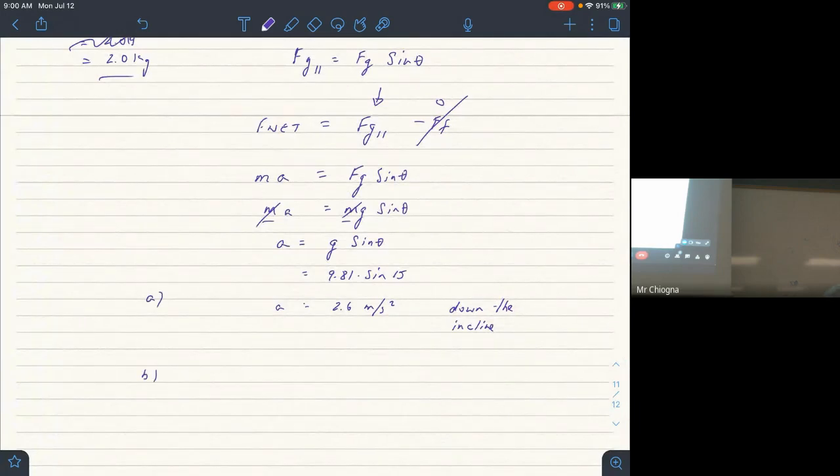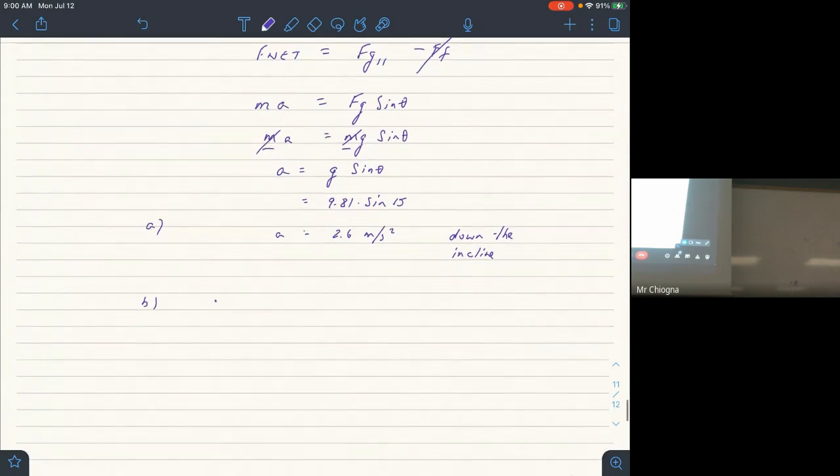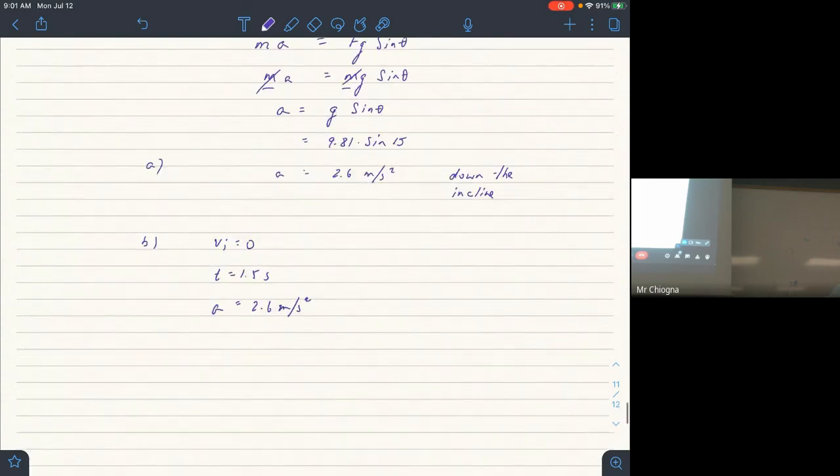Part B: how far up the plane was the block released? So let's make a list. It's released, so that implies it's released from rest. Okay, we want to find d.